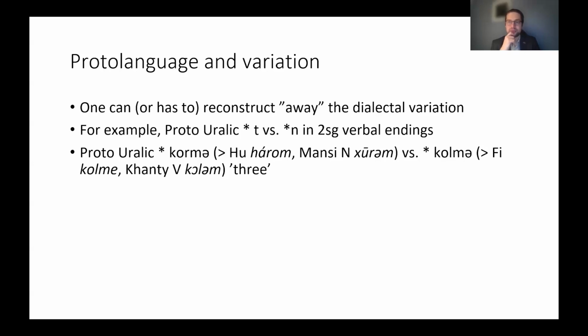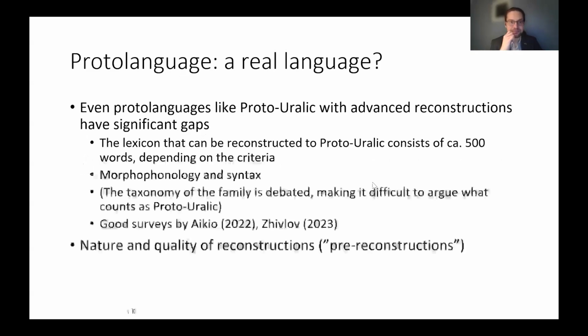And then there are always some problematic situations where we don't really know what we should reconstruct. For example, in the morphology of the Uralic languages, we have the dental stop t and the nasal n in the second person verbal endings, and it's not quite clear how this duality has emerged. Then we have, for example, the word for three in Proto-Uralic, Proto-Finno-Ugric in the classical sense, where we have a strange RM cluster in Hungarian and Mansi, whereas the other languages point to LM, and there have been different ideas on what to reconstruct here.